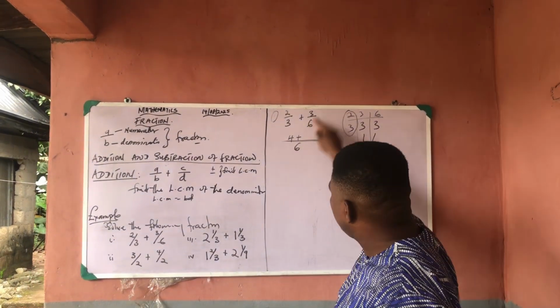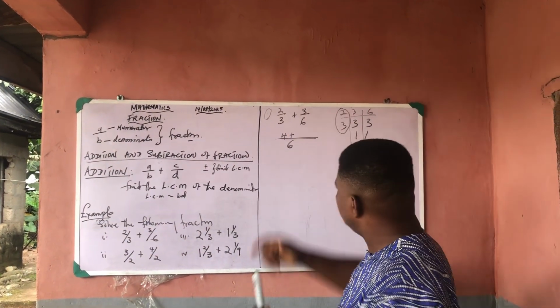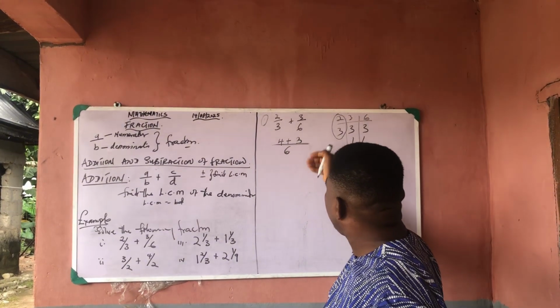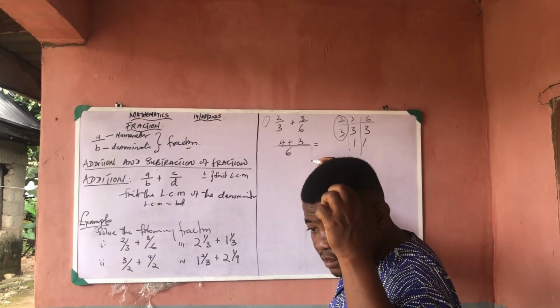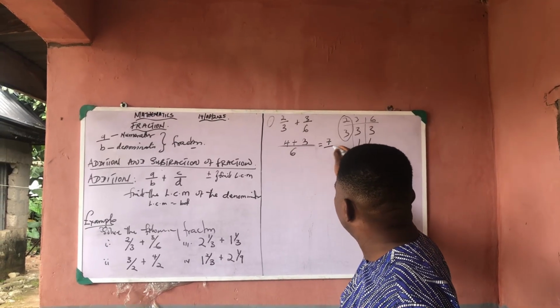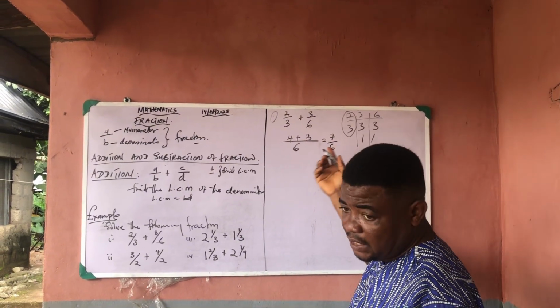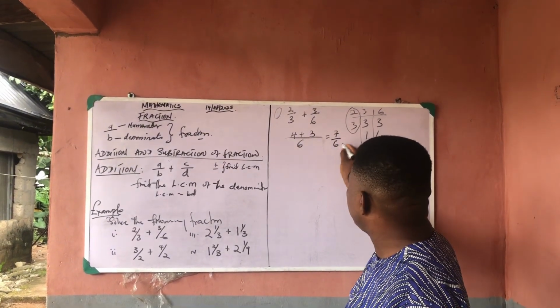1 times 3. 3. Good. You now have 3. So you now add 4 plus 3. 7. So our answer is 7 over what? 6. You cannot divide it, isn't it? Yes. So you leave your answer like this.